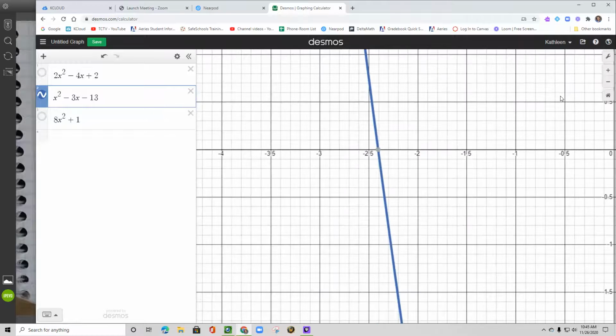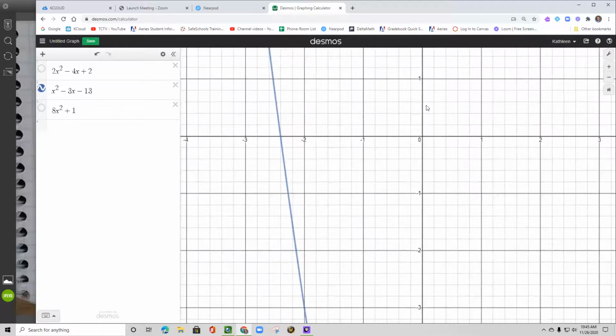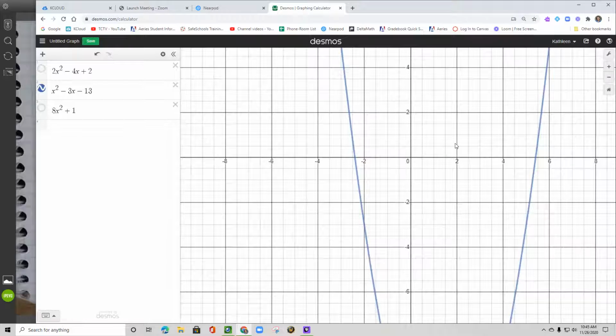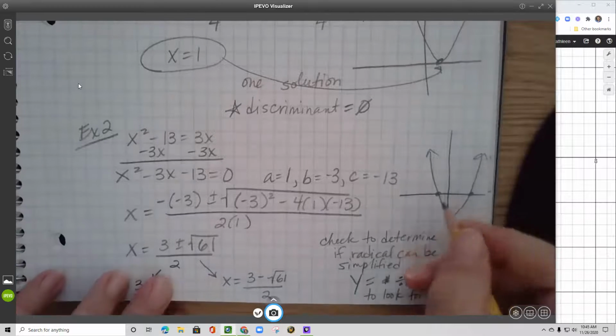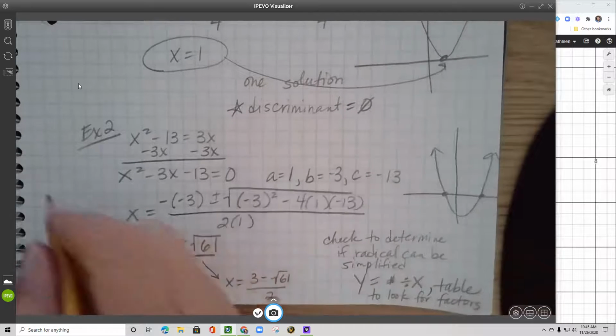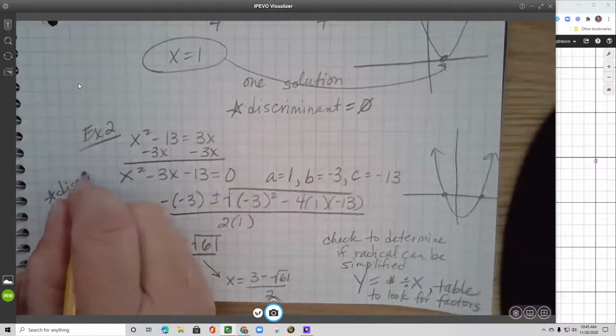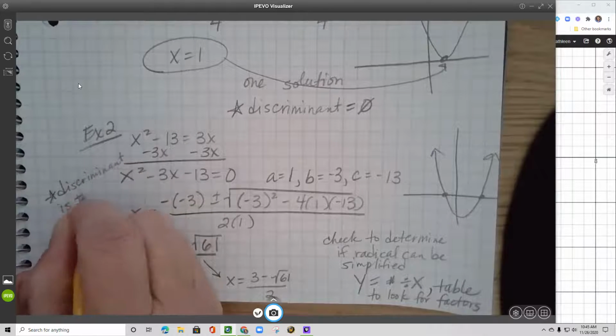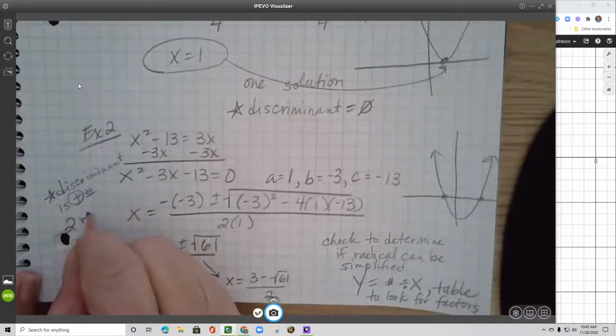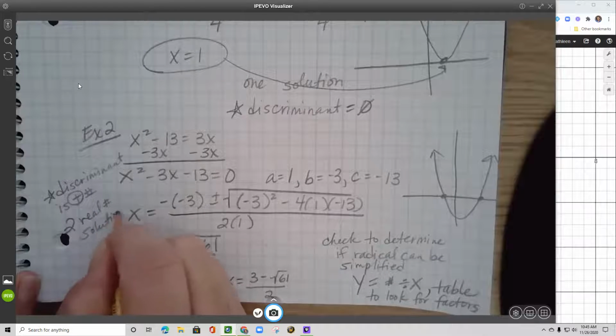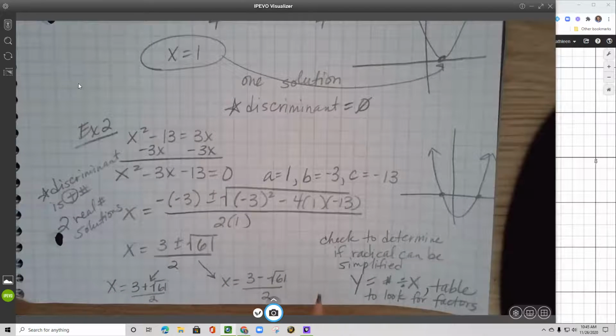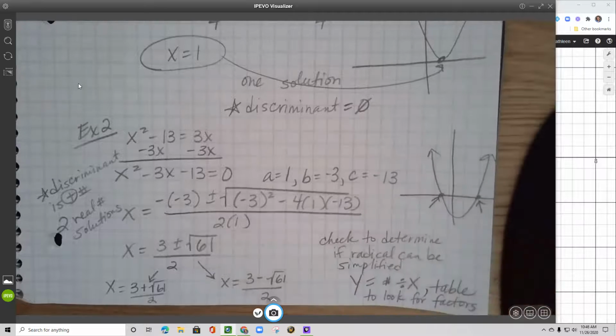So we can sketch this also, along with my problem. And what happens is anytime you have a discriminant that's a positive number, then you'll have two real number solutions. Sometimes they're pretty numbers, sometimes they're not, but either way, I get two places that my graph will cross the x-axis.